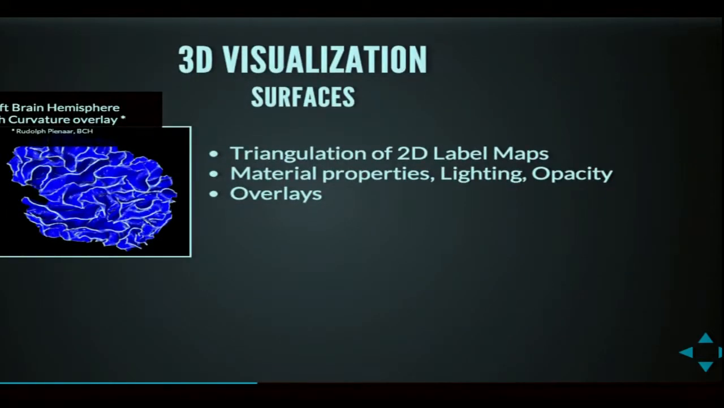So here are the surfaces. If you have those label maps, the segmentations, you can use a triangulation algorithm like marching cubes to generate the 3D surface. And then you gain the material properties like opacity and lighting, and can adjust overlays on top of them. Here we see one with a FreeSurfer mesh of the left brain hemisphere with curvature overlays.